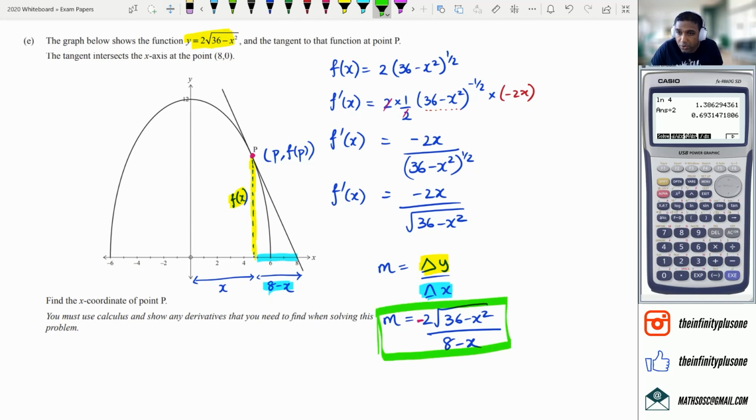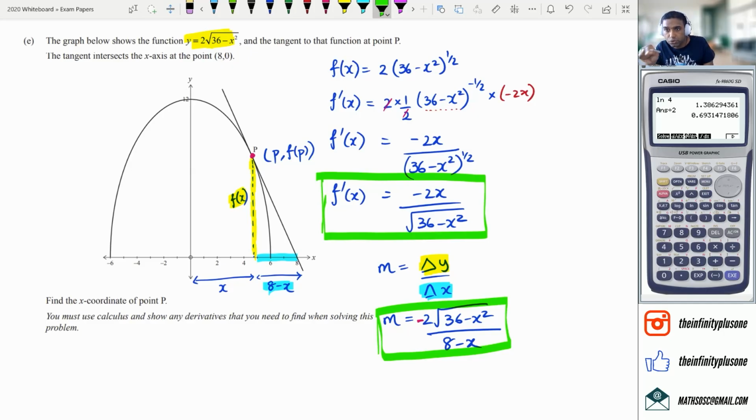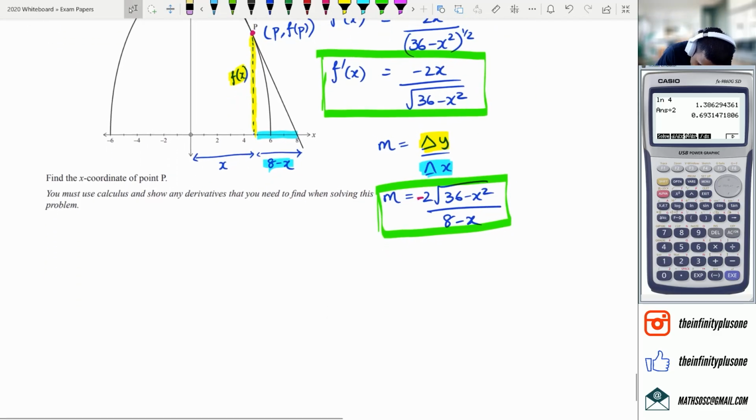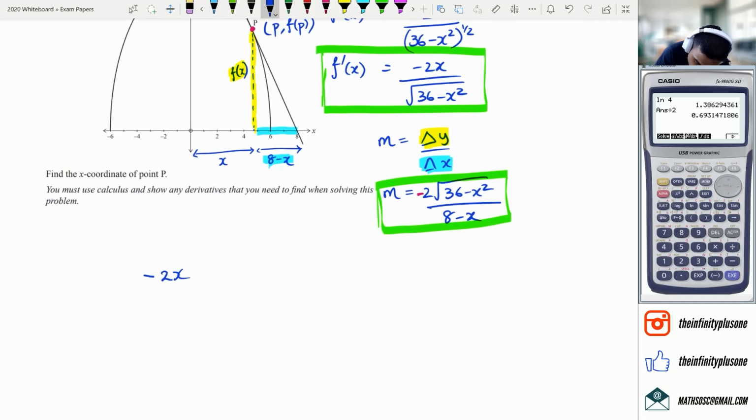But we also know what the gradient is equal to from the gradient function. So those two green boxes are equal to each other, because the first green box is the gradient function, and the second green box is the actual gradient itself. So we're going to put both of these green boxes together. So we've got negative 2x over the square root of 36 minus x squared equals negative root 36 minus x squared over 8 minus x.